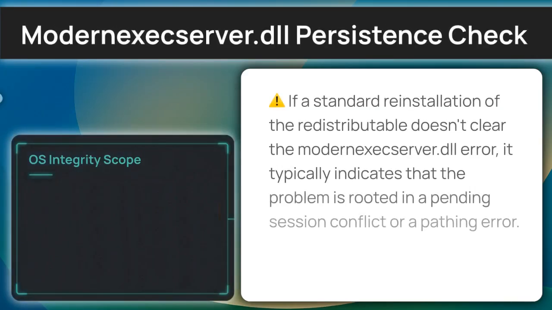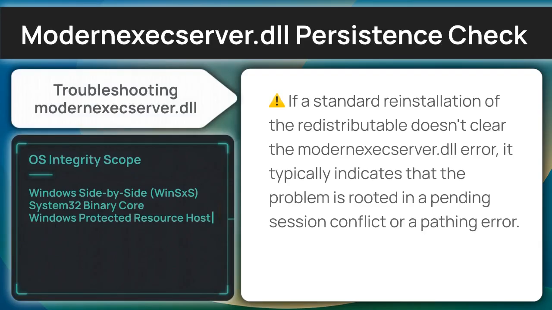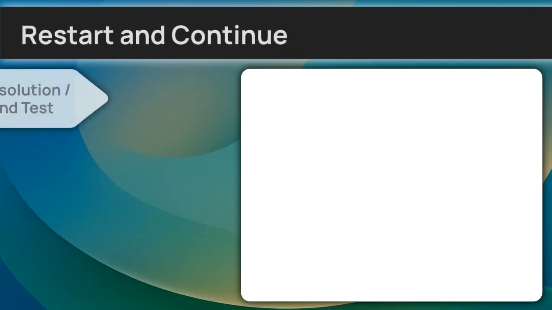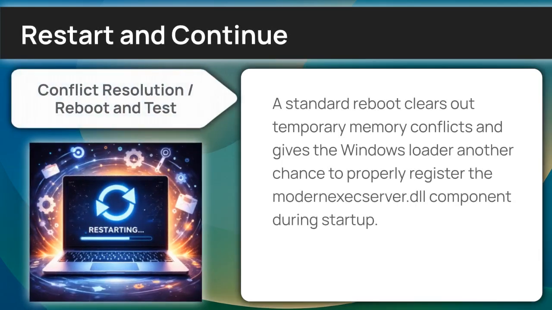If the error persists despite the new library files, we must verify if a simple synchronization conflict is preventing the file from loading. A simple restart can resolve file-in-use errors that mimic a missing ModernExecServer message. It's a low-effort step that ensures your operating system starts with a clean execution stack.